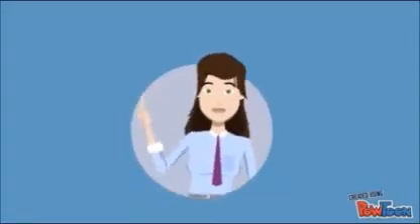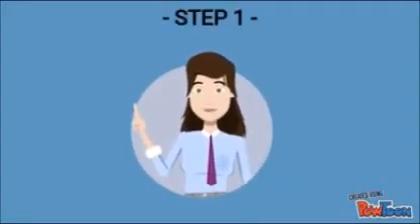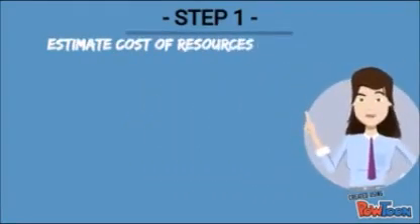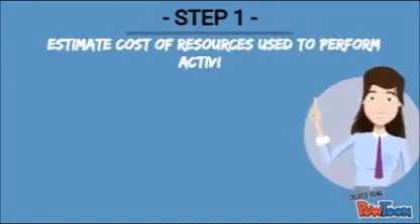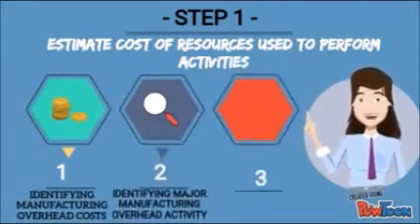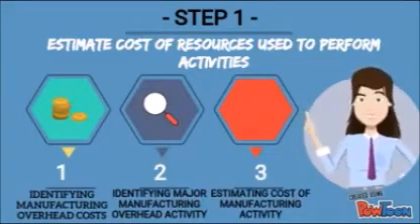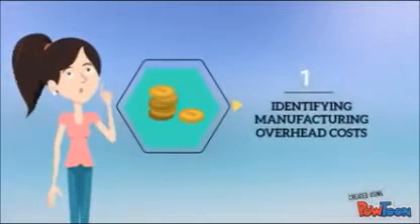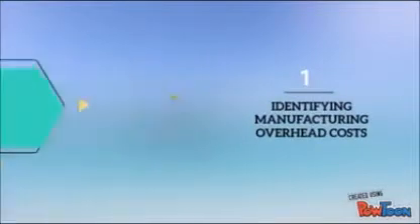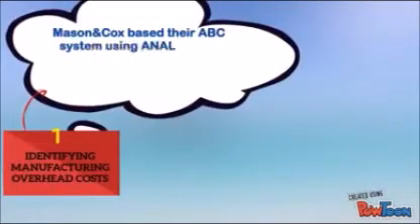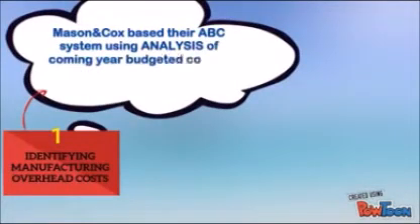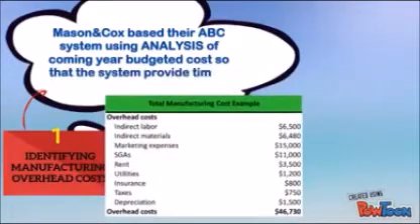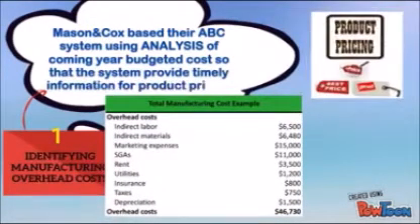From the diagram, the first step in the ABC system is to estimate the cost of resources used to perform the activities. This step is further divided into 3 sub-activities. The first sub-activity is identifying manufacturing overhead costs, where Mason & Cox base their ABC system on coming year budgeted costs so that the system would provide timely information for product pricing.